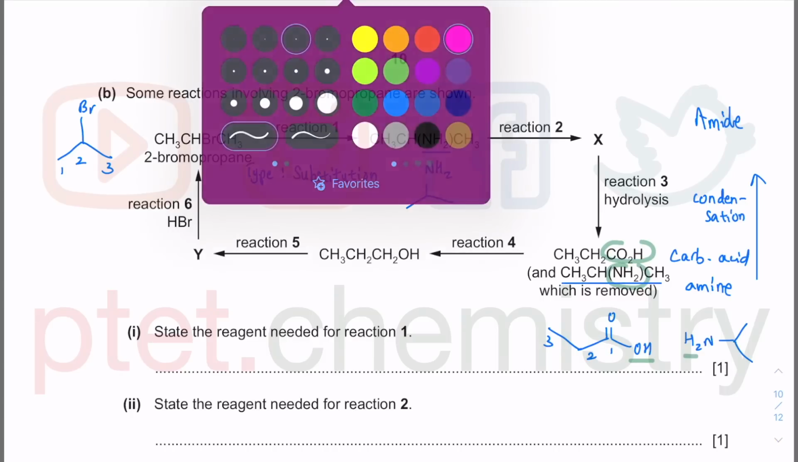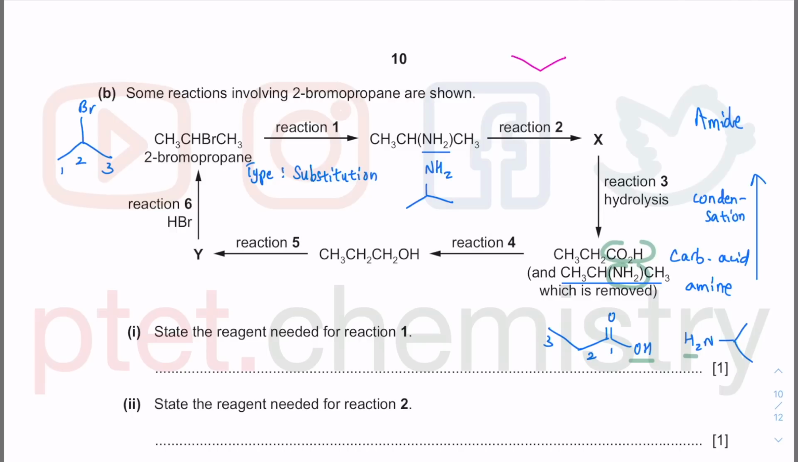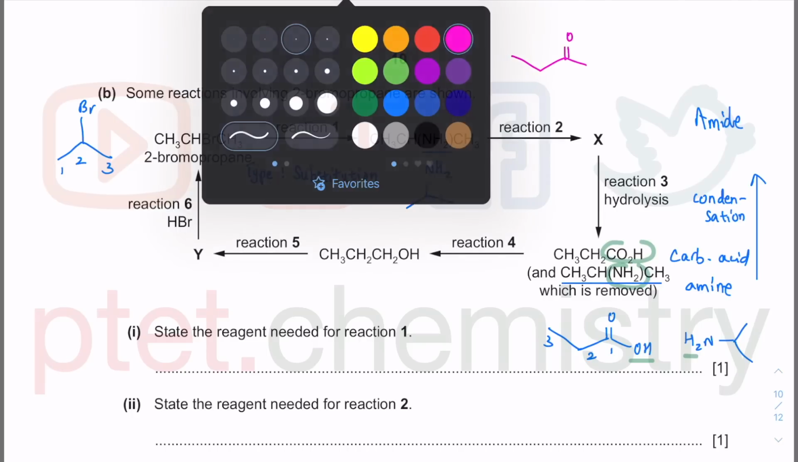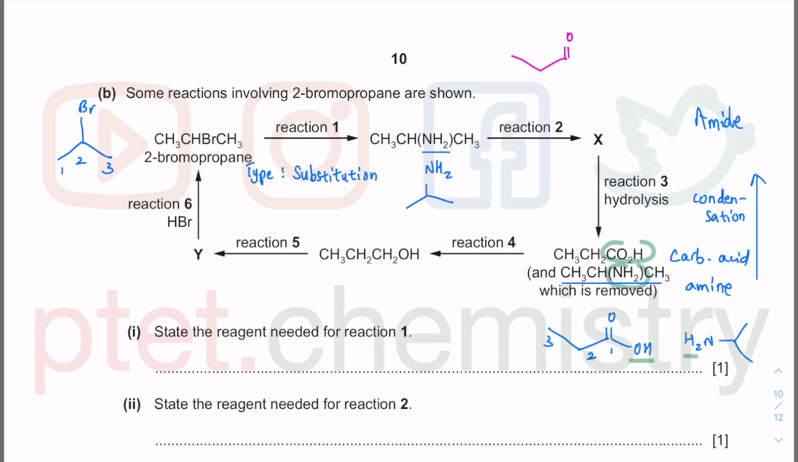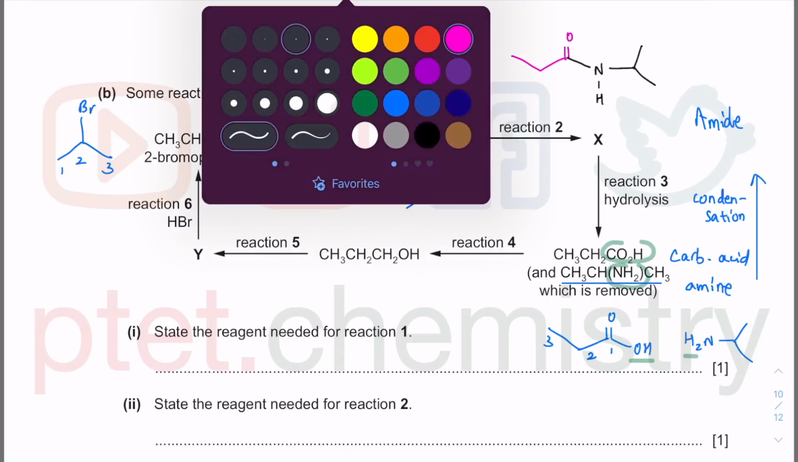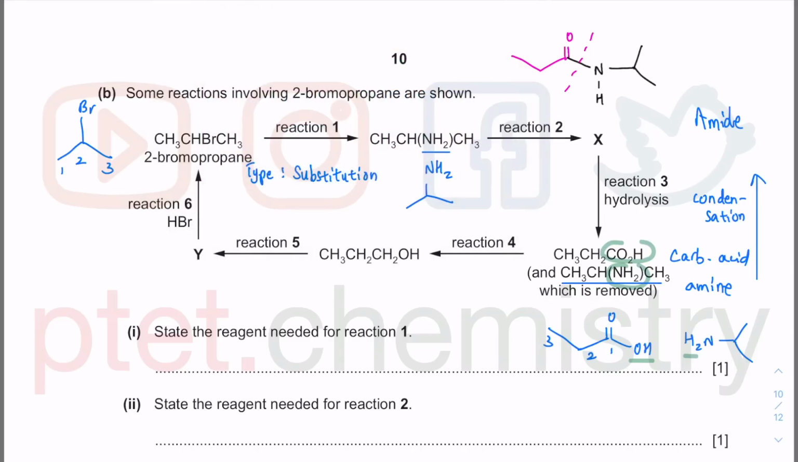So this gives me X being the amide, which is like this, and then I have a new amide bond, which is actually this one. So N and then H and then like this. So this is the amide bond that I formed in reaction 2. So that must be condensation. Condensation with this carboxylic acid, and then when I hydrolyze this amide, then I'll get back the 3-carbon carboxylic acid and this 2-aminopropane. This is called 2-aminopropane.